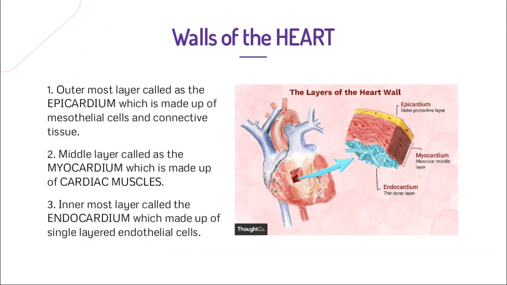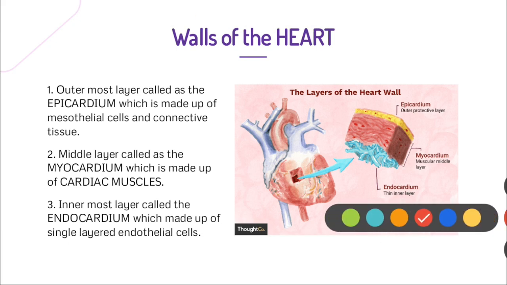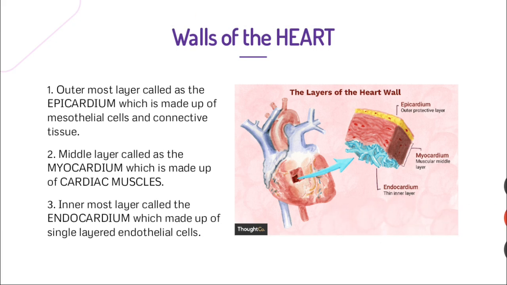What are these walls of the heart? We have already seen walls of the heart. What are those? Epicardium, myocardium, and endocardium. So the outermost layer is called the epicardium, which is made up of mesothelial cells and connective tissue.